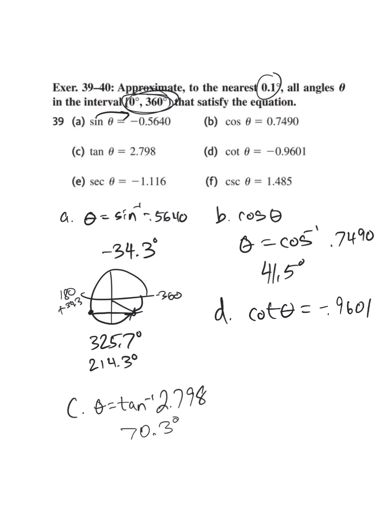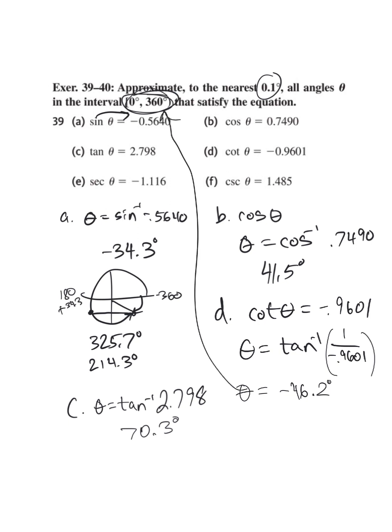You take the arc tangent of 1 over negative 0.9601. So when you do that, theta becomes negative 46.2. Okay, so it wants it in the positives. Remember, you have to follow what the instructions are. It wants the positive. So where are we?